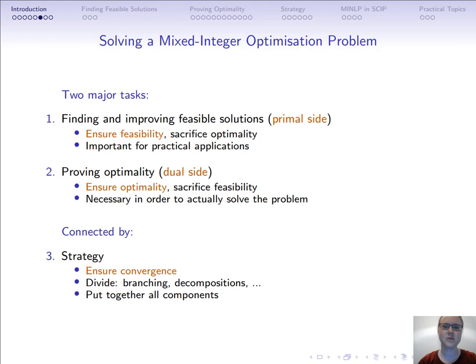And finally, there is the strategy, which puts together these two different but connected sides and ensures convergence between the primal and the dual sides. In practice, this is usually achieved by dividing the problem using different methods such as branching, decompositions, and so on. And these methods must put together all of the components and provide an algorithm which solves the optimization problem and provides a solution that is both feasible and optimal.